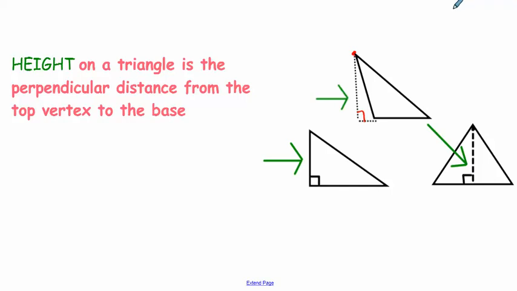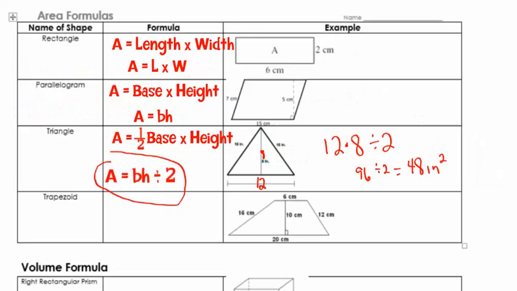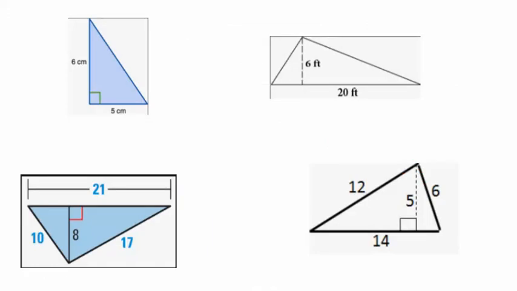Okay, so let's do some examples. You can do this on your scrap paper here. We first have to identify what's my base and height. Well, this one's easy because they've only given you two. So this is my base, this is my height. It's base times height, divide by 2. So 5 times 6 is 30, divide by 2, so that is 15 centimeters squared.